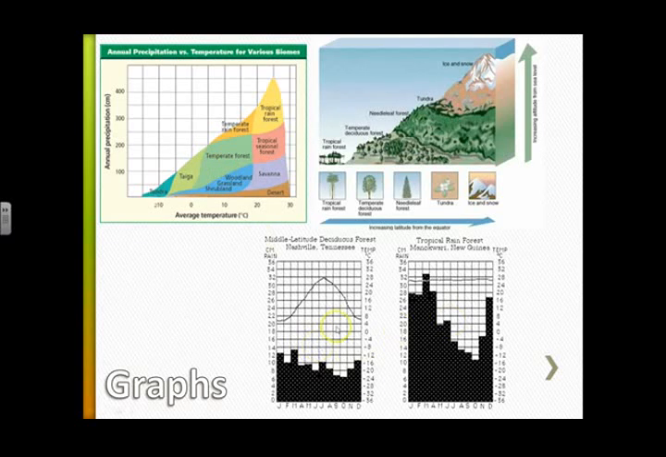These graphs down here, students have a little bit more trouble reading because they have graphed temperature and precipitation on the same graph. The line up here is showing your precipitation over here, and then down here you have your temperature. So you can kind of see how reading those two at the same time can be confusing.